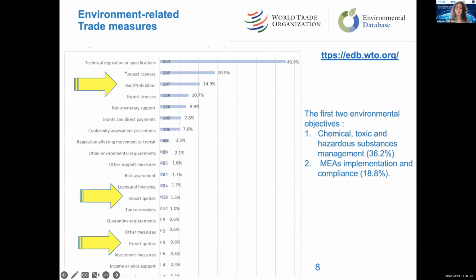At the level of the WTO, if we look at the environmental database, we see that there is an increasing number of trade measures that require customs control. And I refer to bans, prohibitions, import quotas, export quotas, et cetera, as licenses. All this needs to enter into these simplified procedures that we are promoting through the digitalization of trade.